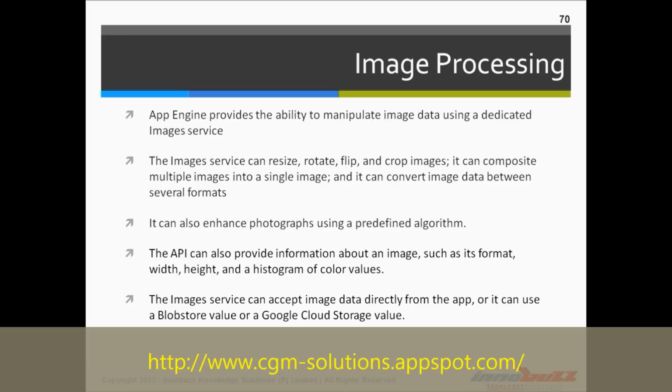The images service can accept image data directly from the application, or it can use a blobstore value or Google Cloud Storage values, which means we can directly access the images from the application, or we can store them somewhere and access those images later. It does transformations to the images using a service instead of performing image processing on the application server.